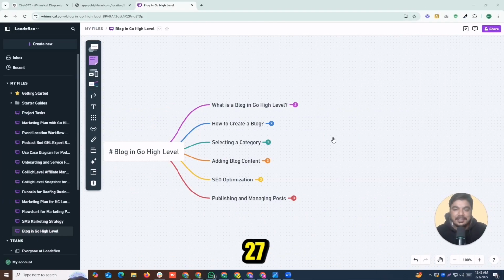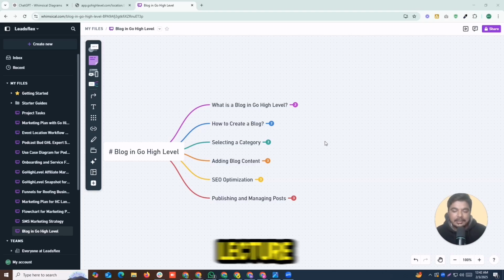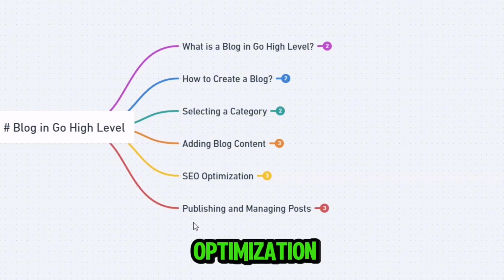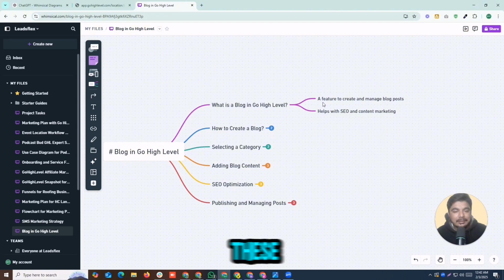That's lecture number 27 of our basic to advanced Go High Level course. In this lecture, we are going to learn about the blog section in Go High Level. I will explain each step of the blog section. For example, how to create a blog, how to create categories, how to add blog content, how to do SEO optimization, how to publish and manage your blog post. I will explain all these things.